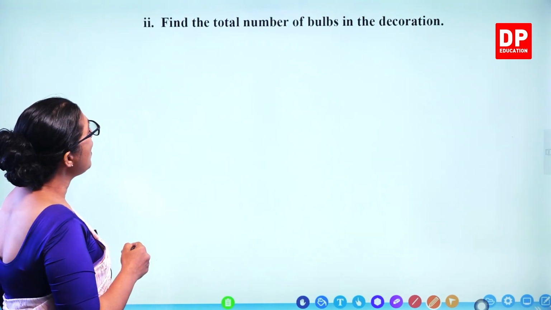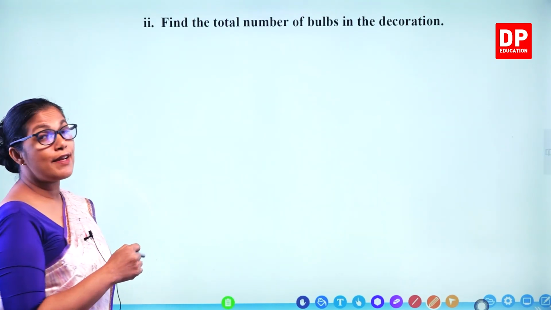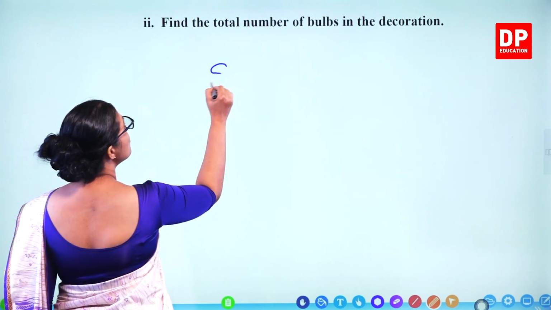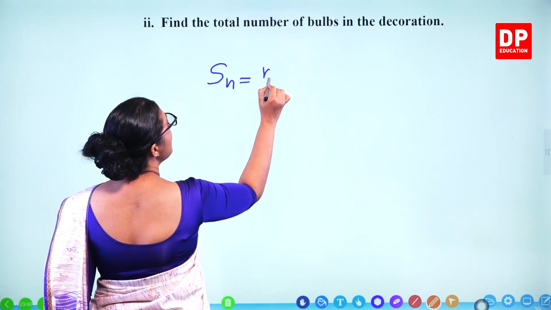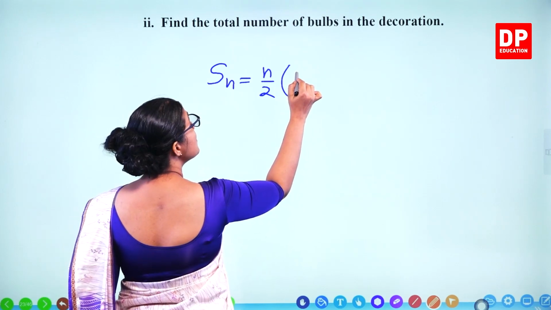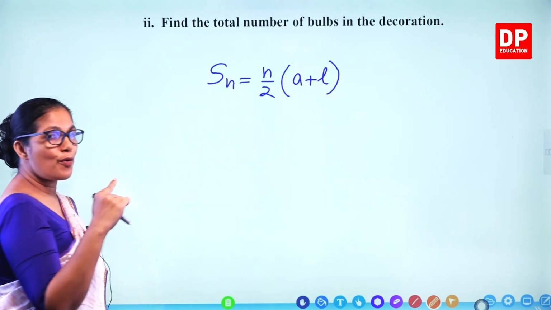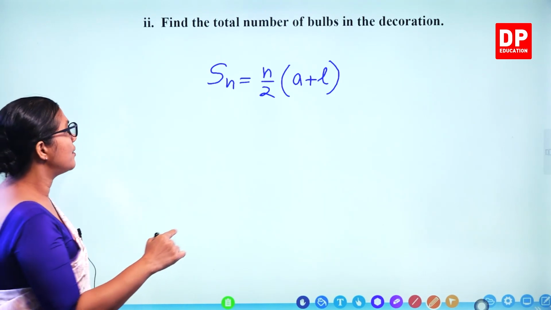Next part, find the total number of bulbs in the decoration. So that means the sum of all bulbs. So we can use the Sn formula, n over 2. Which one is suitable? a plus l, because we know the first row value and the last row value.